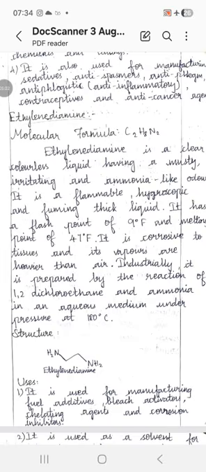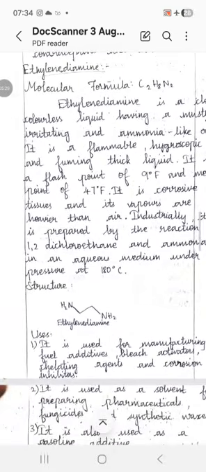Then preparation. Industrially, it is prepared by the reaction of 1,2-dichloroethane and ammonia in an aqueous medium under pressure at 180 degrees Celsius. That is the structure of ethylene diamine.